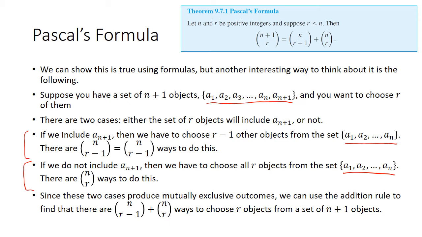Since these two cases produce mutually exclusive outcomes, we can use the addition rule and just add them together, and that will be the number of ways to choose r objects from a set of n plus 1 objects. So that's a nice little logic-based proof of why this formula also works.